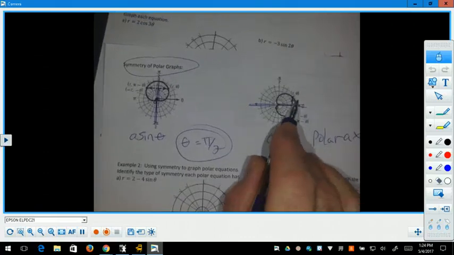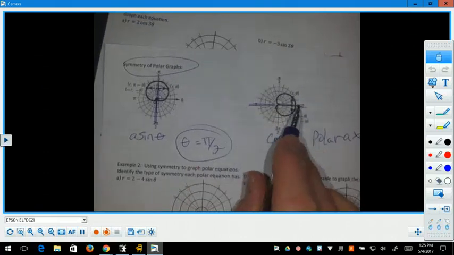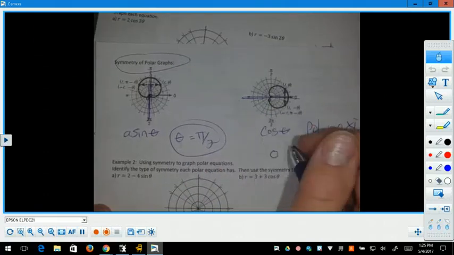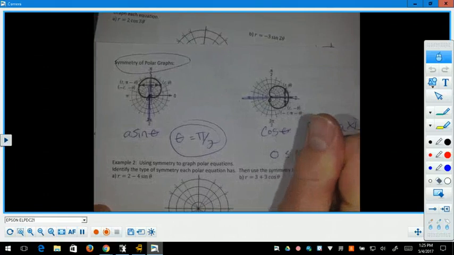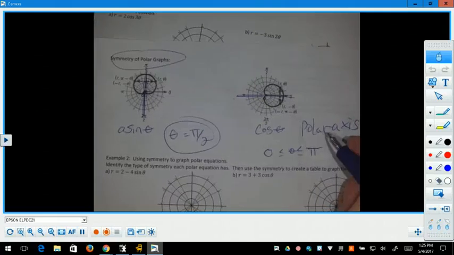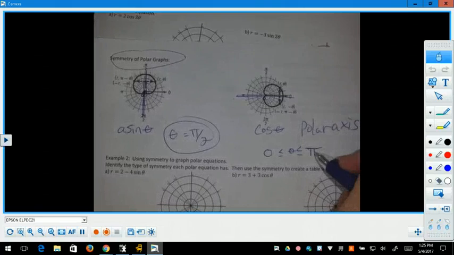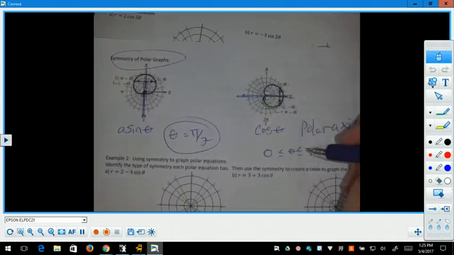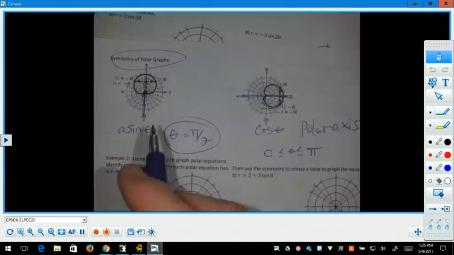Instead of having to find all values from 0 to 2 pi, what can we do when it's cosine? We start where? 0 radians to what? To pi, actually, if it's a limaçon. If it's a circle, you might be able to get away with less. And then we were able to reflect across the polar axis. So that would give you half the graph, finding those values and reflecting them across the polar axis.